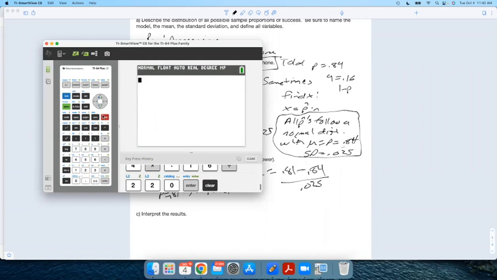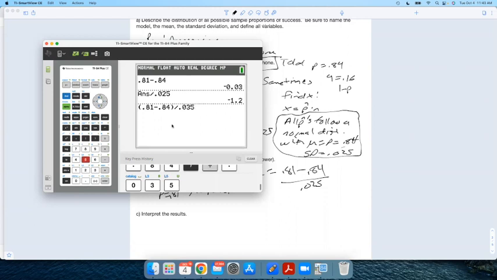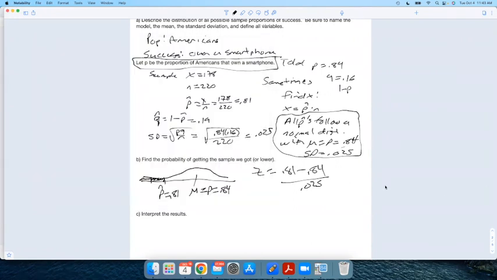I'm lazy. I don't like typing the parentheses. So the way I type this out is I type out the top, I hit enter, then I divide by the bottom. Or you can do it all at once, but then you've got to use parentheses on the top, divided by 0.025. Sorry, that's a 2. Negative 1.2. The z-score is not your final answer.